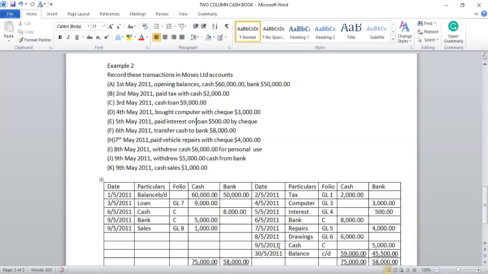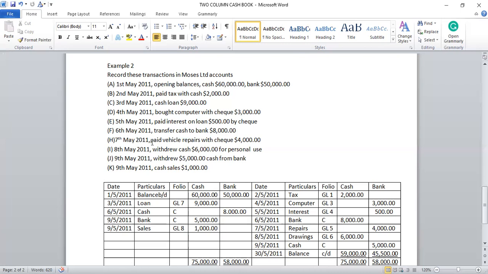So let's look at it. 9th May of 2011, that is the date. Particulars is cash, and the folio column C is a contra entry. The bank account is being credited with $5,000 because the amount is being withdrawn from the bank into the cash account. So when we come here, the debit side, 9th May 2011, the particulars is bank, and the folio is for contra entry C, and the cash account is receiving the amount $5,000.